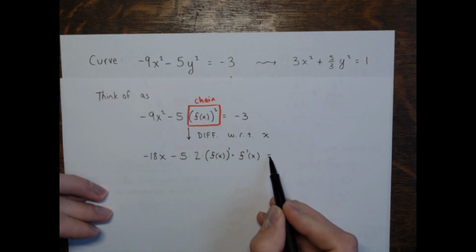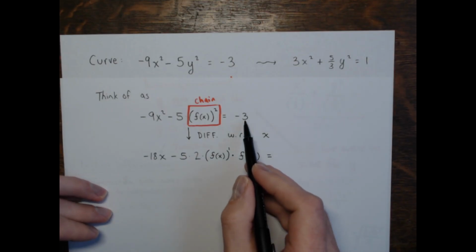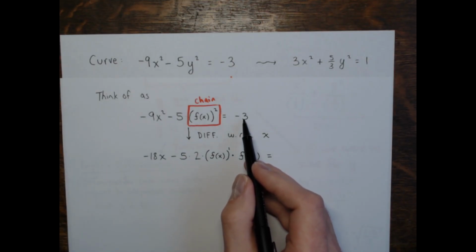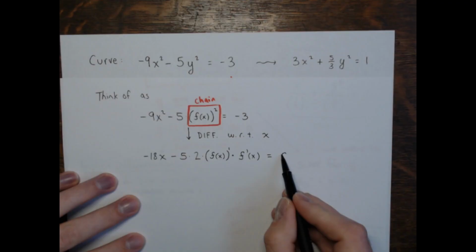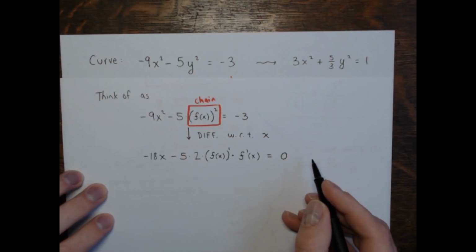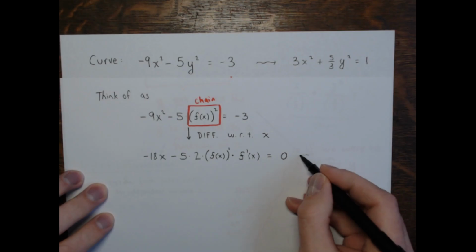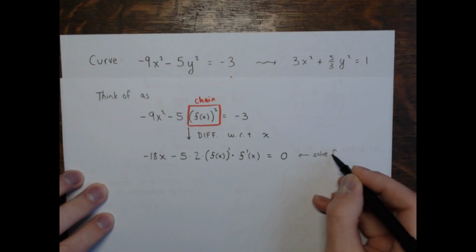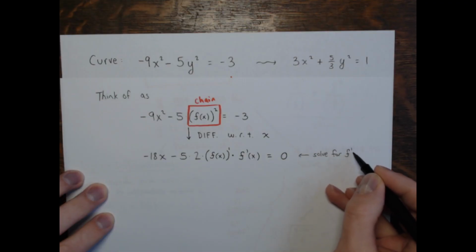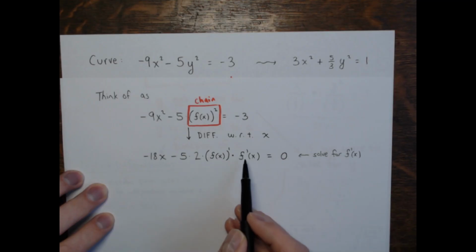All right, so that's the left side. And then the right side is a constant, right? The derivative of a constant with respect to any variable is 0. And then we take this here and solve for our derivative, f prime.